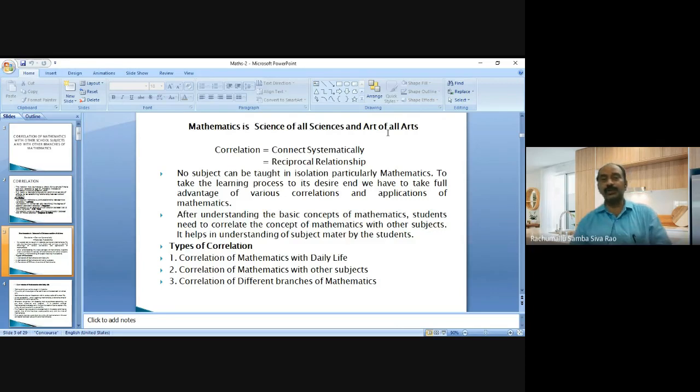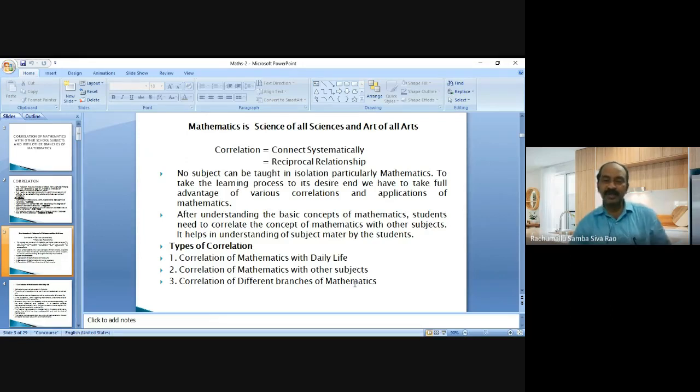Okay, so now let us move on to the types of correlation. I think you understand the concept of correlation. Now we are moving on to types of correlation. We may classify the correlation of mathematics into three kinds.